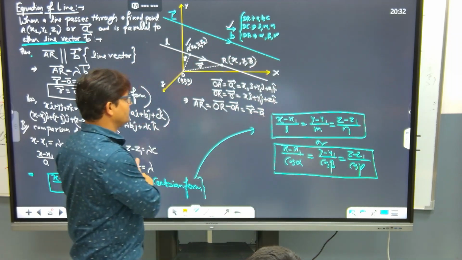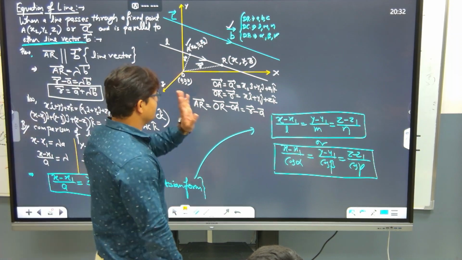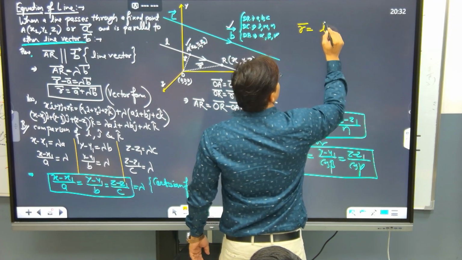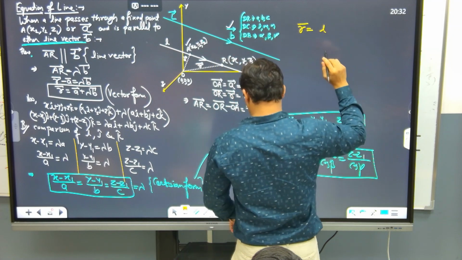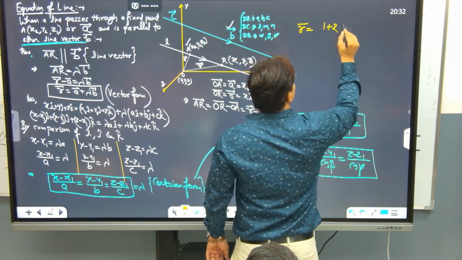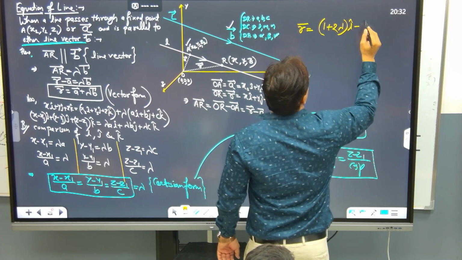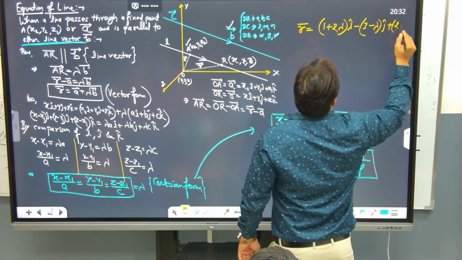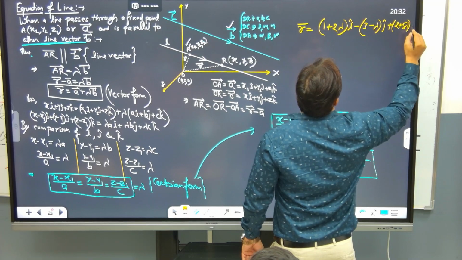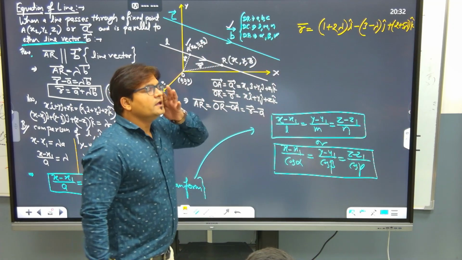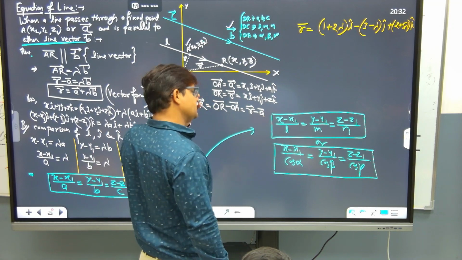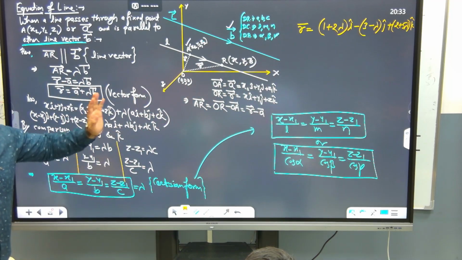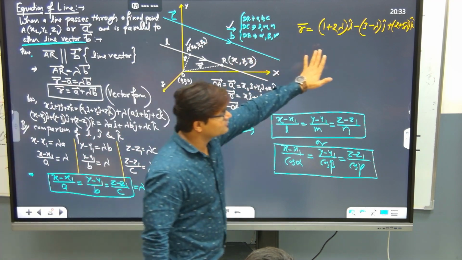First, conversion from this form to this form. Many times directly in a question it is given, like if this case is given in this form, r equals (1 plus 2 lambda) i cap plus (minus 3 minus lambda) j cap plus (2 plus 5 lambda) k cap. If one equation of line in vector form is given by this one, then find the direction of this line. What is the direction of this line?